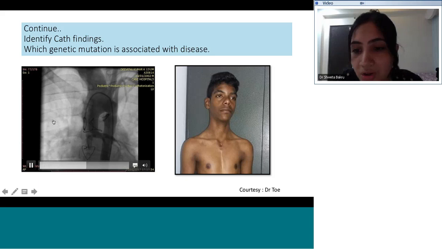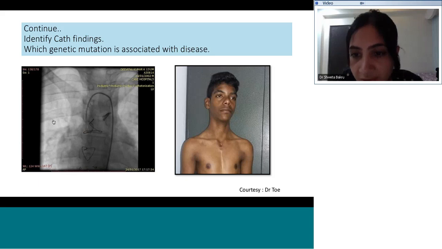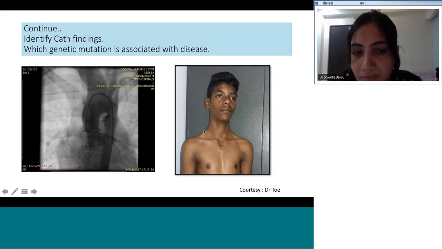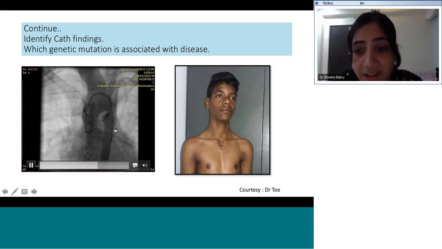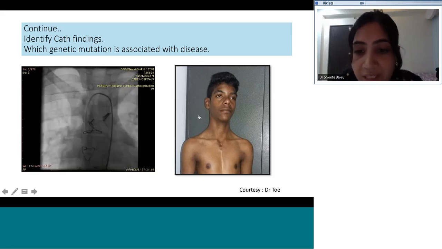But I want to ask all of you, do you routinely do angiography for supravalvular AS? Should we do angiography for supravalvular AS? Here the angiography is done. Yeah, it is not recommended. Can you explain why it is not recommended?